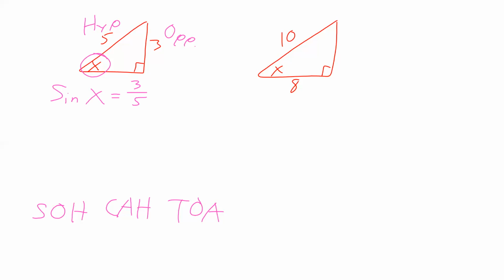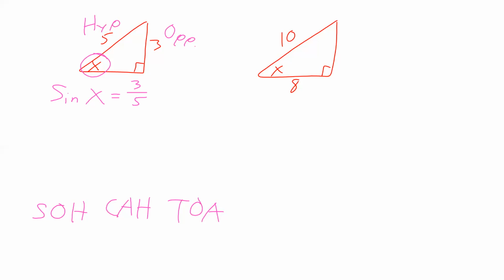So now, just like addition has an opposite of subtraction, multiplication has an opposite of division, and square root has an opposite of squaring, sine is like any other function that we would do. We have an opposite for it. The opposite of sine is what we call inverse sine.